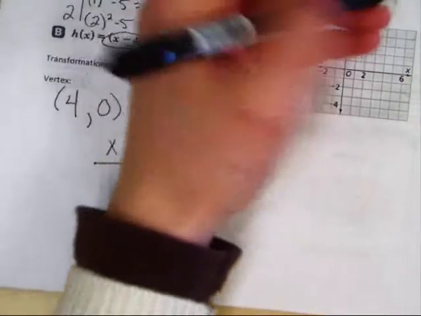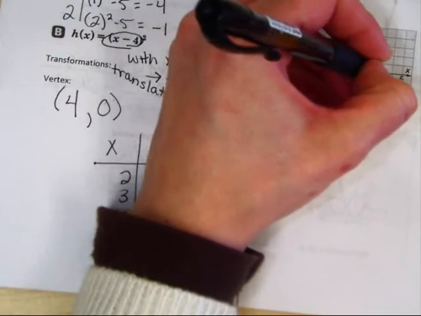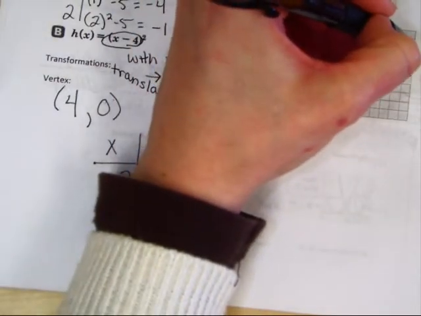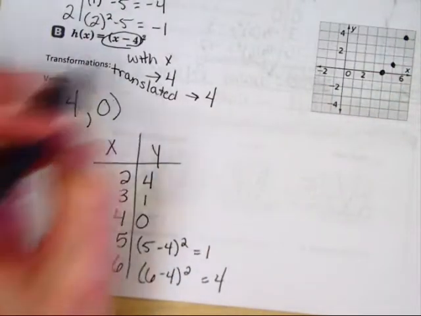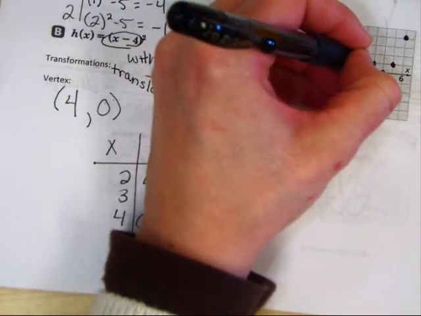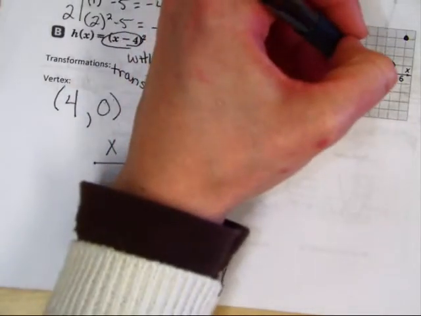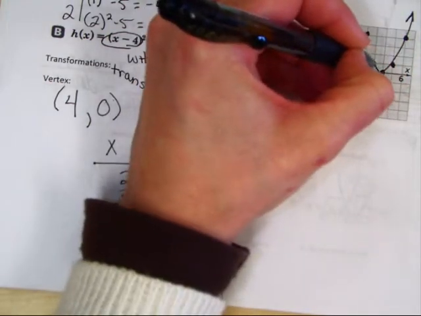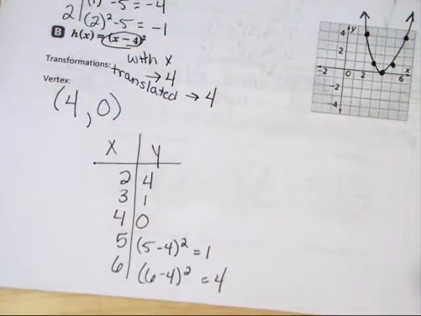Over 4, up 0. All right. Over 5, up 1. Over 6, up 4. Over 3, up 1. And over 2, up 4. Notice the perfect parabola has just moved to the right 4 units.